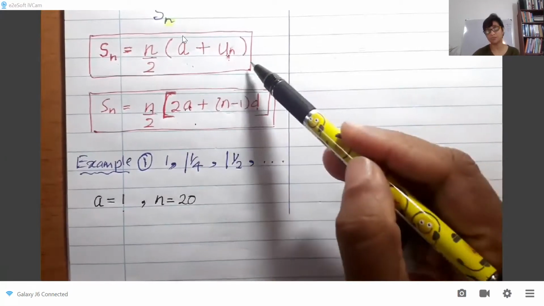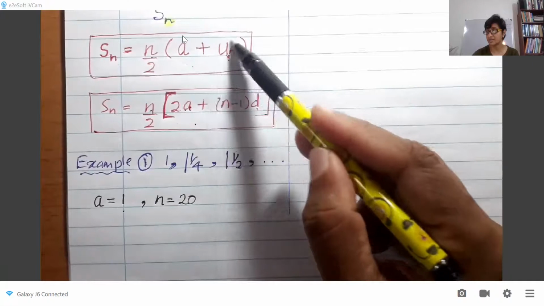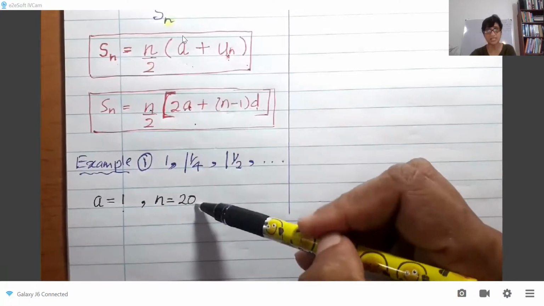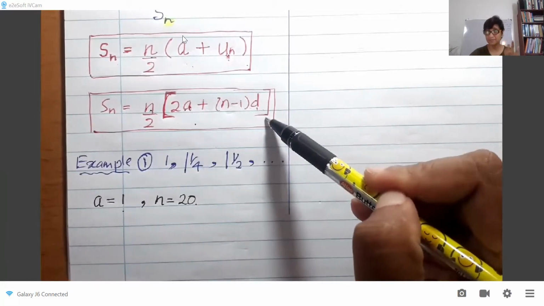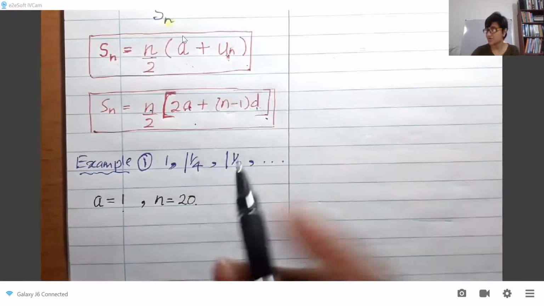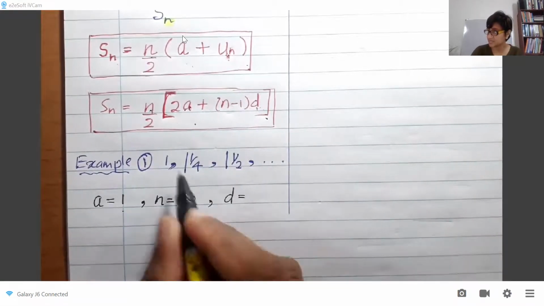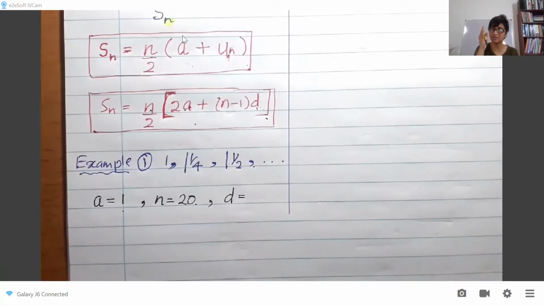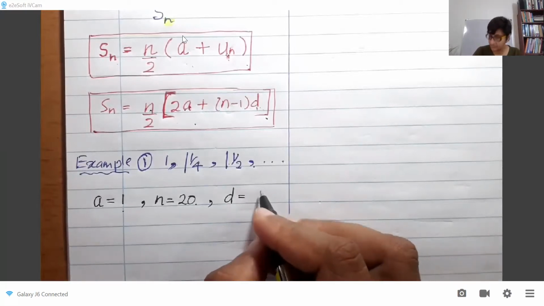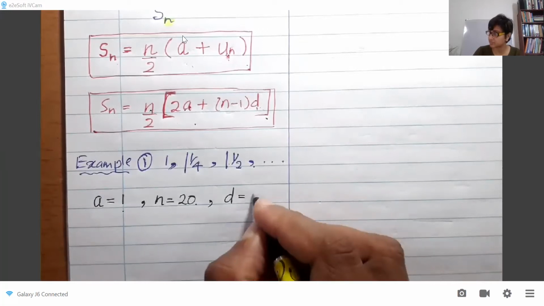If you are to apply this formula, you also need the last term, which in this case is the 20th term. Do you have it? You don't have it. Then can we use this one? Do we have d? To use this, we need d. We don't, but we can quickly find it, because we are given the sequence. To find d, you only need 2 adjacent terms. You take a term and subtract the previous term. What's the d here? Yes, that's correct. A quarter, or 0.25.